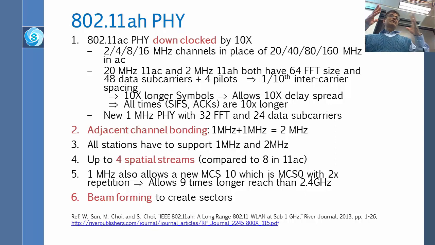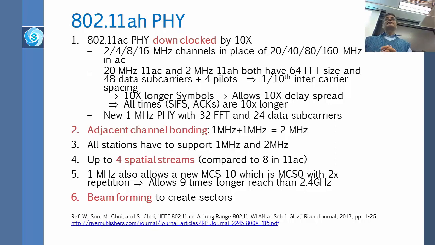If some stations are not big enough, they don't have too much money, too much power, they don't have to use 4, 6, and 8. 4, 8, and 16. Up to 4 spatial streams, again this is an option. Many stations will not implement that. And 1 megahertz is allowed a new MCS 10, which is MCS 0 with 2x repetition.